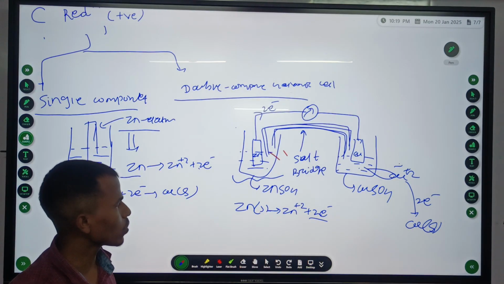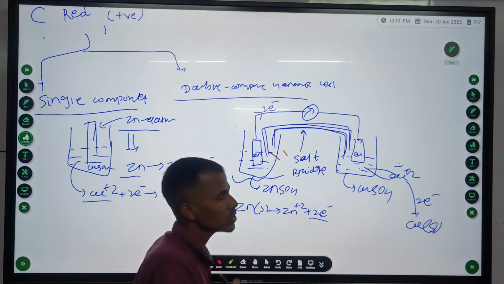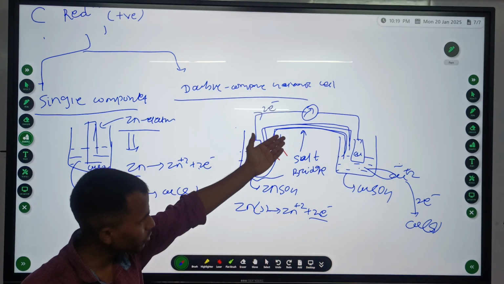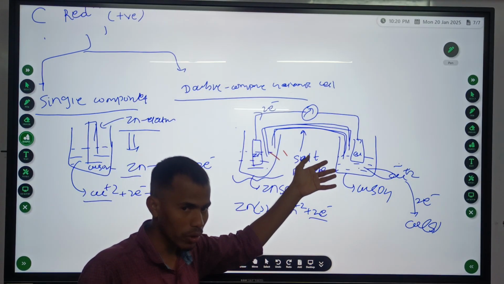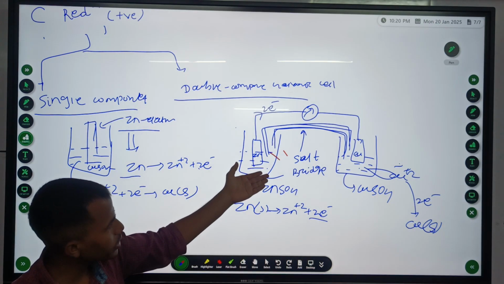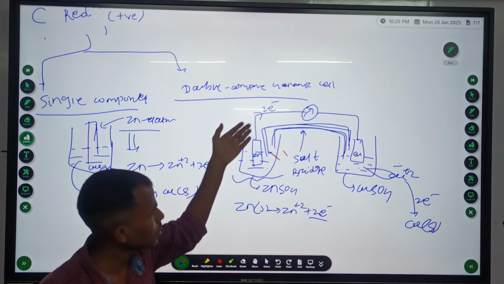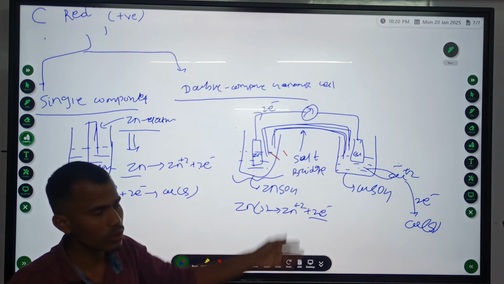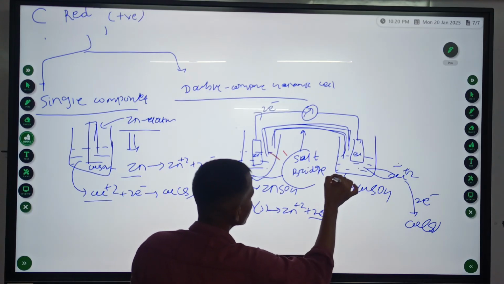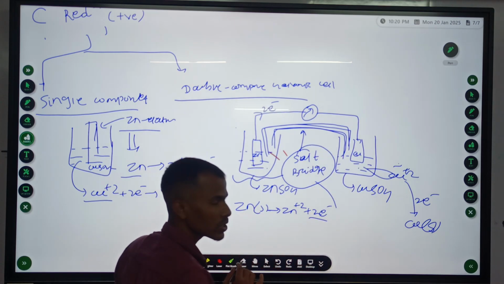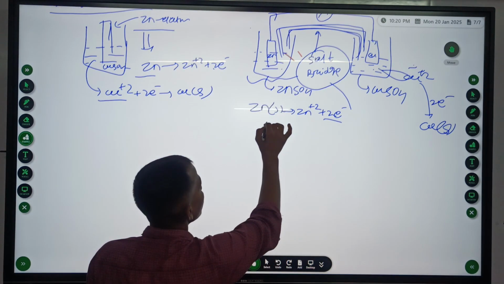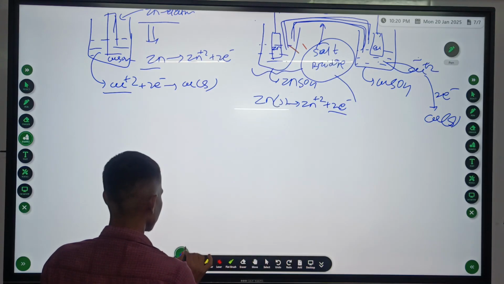It has a major function in this role. If the salt bridge is not present, this cell will work for some time, but after some time it will stop. But if we put in a salt bridge, it keeps working. So let us discuss the salt bridge and what the major application of a salt bridge is in this cell.